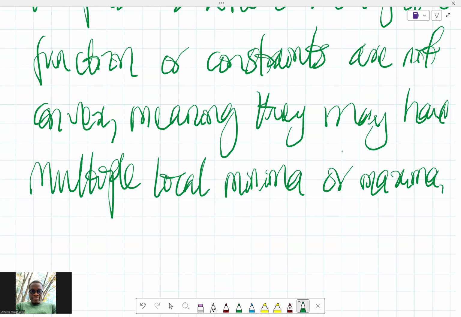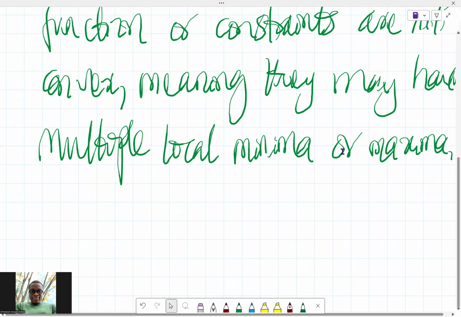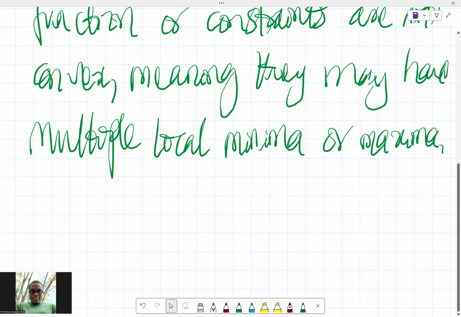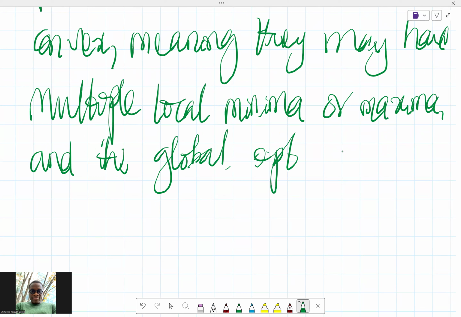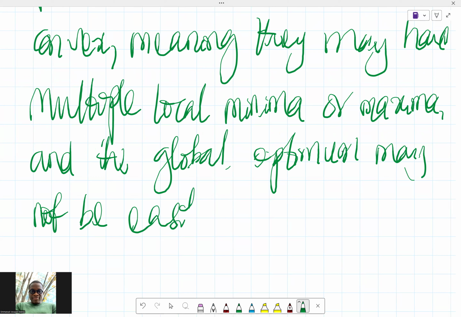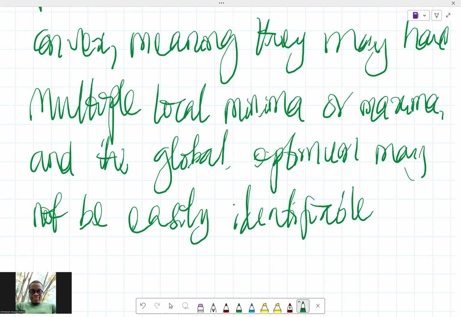Of course, one beauty of a convex function is that you can have one local minimum or one local maximum, because most of the time they're either facing up or down, and then you have a maximum or minimum point clearly, even from a graph. So non-convex functions may have multiple local minima or maxima, and the global optimum may not be easily identifiable, because the feasible region, of course, is boundless, so to speak.